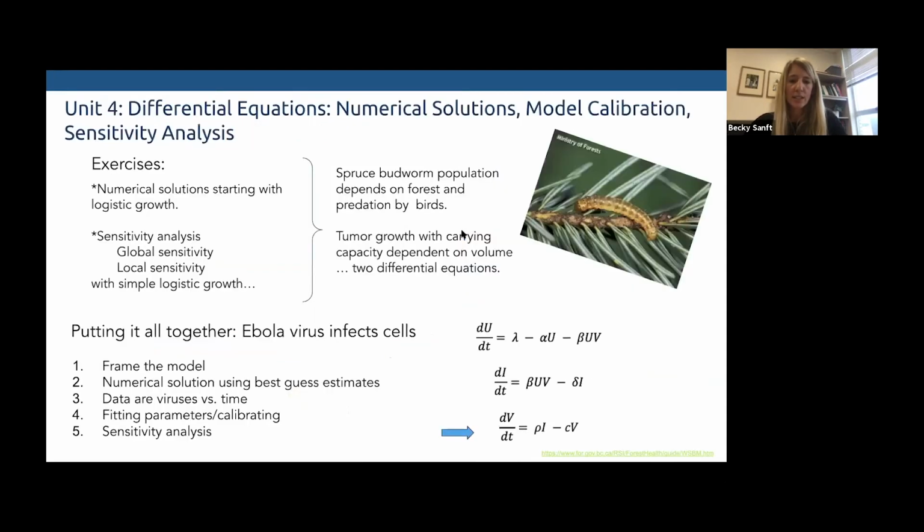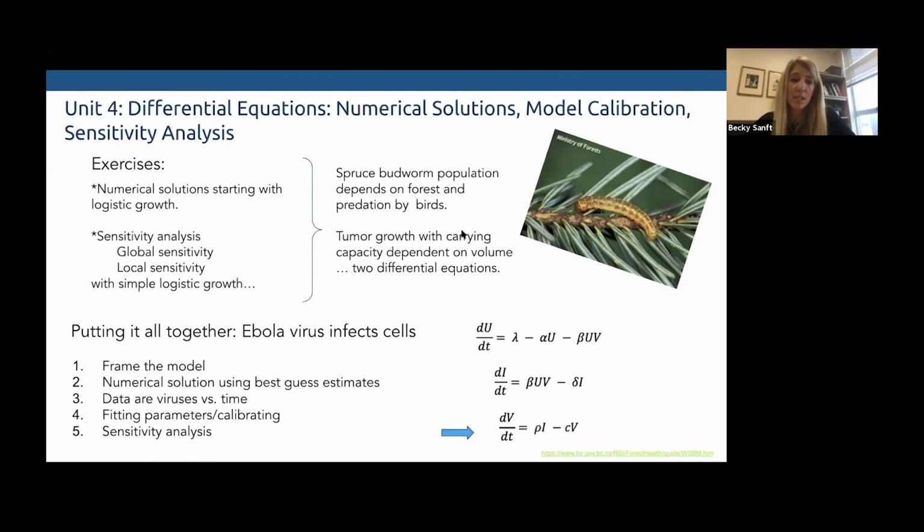The next unit, unit 4, we get into more complex systems. And so the last unit, we're looking at really simple differential equations. Here we're getting into systems that we don't have explicit solutions. And so we have to talk about how do you solve these equations numerically. We also do more parameter estimation. It's just a little more complicated.